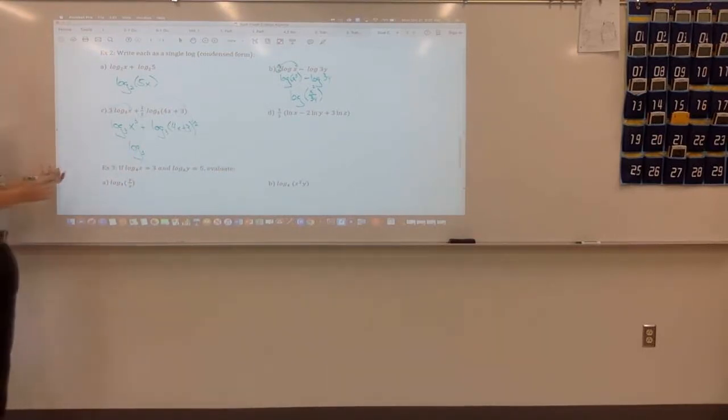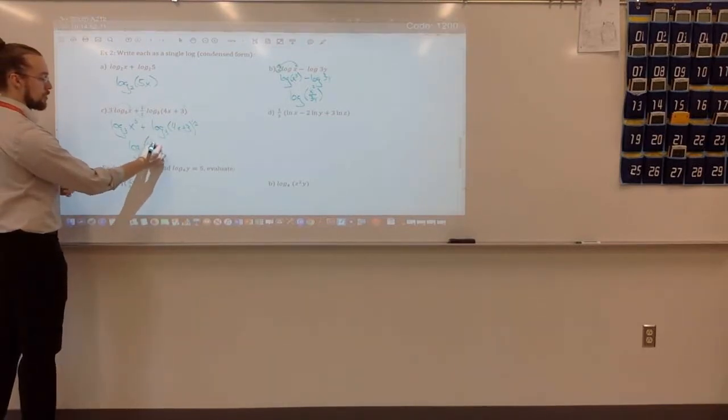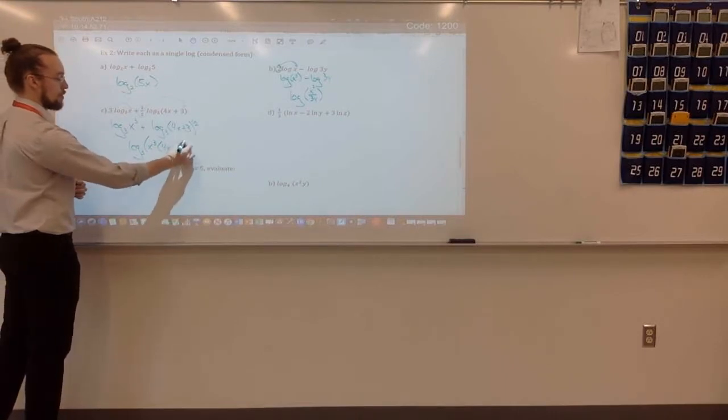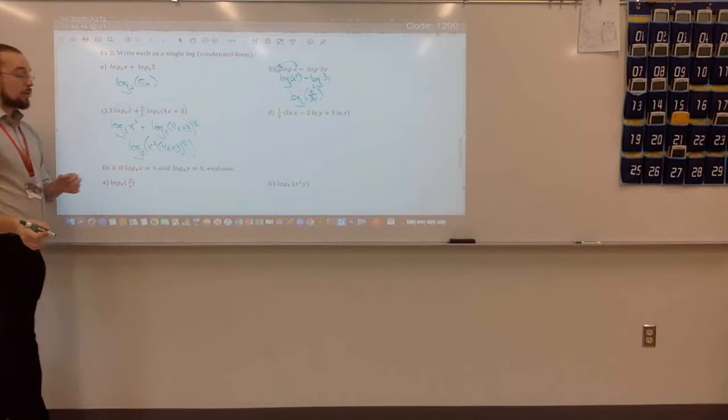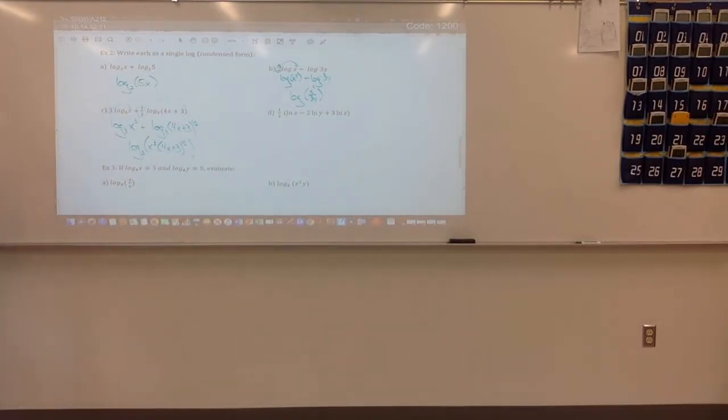So log base 3 of x cubed times 4x plus 3 to the 1/2 power. Now we could rewrite this instead as the square root of 4x plus 3, but I'm fine with you just leaving it as the 1/2 power.